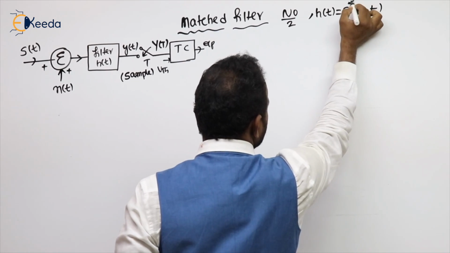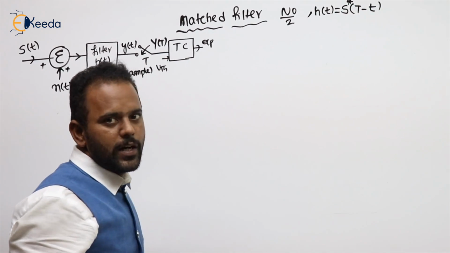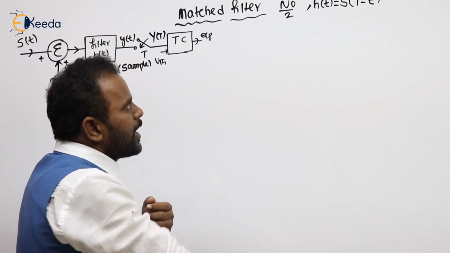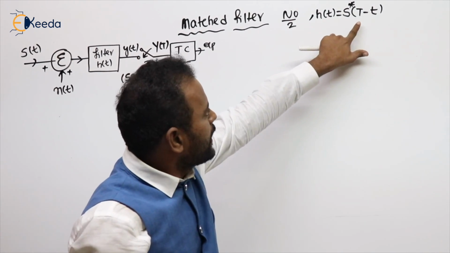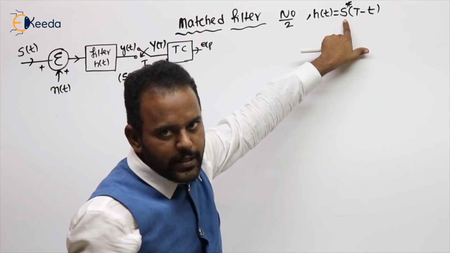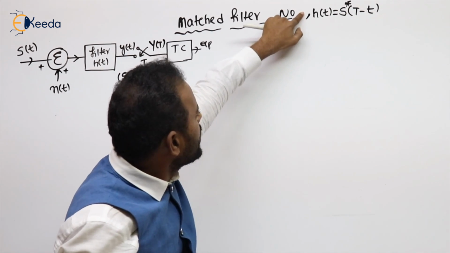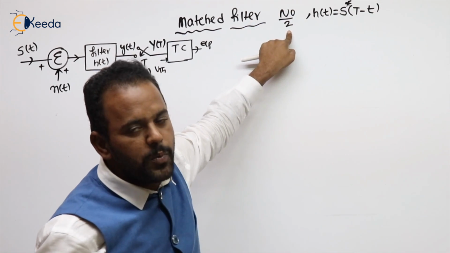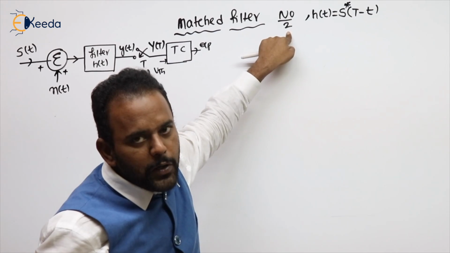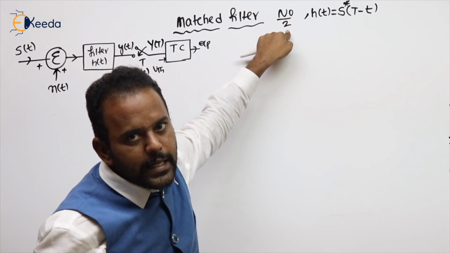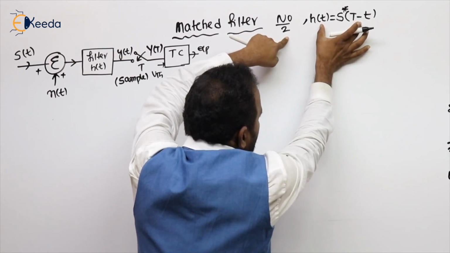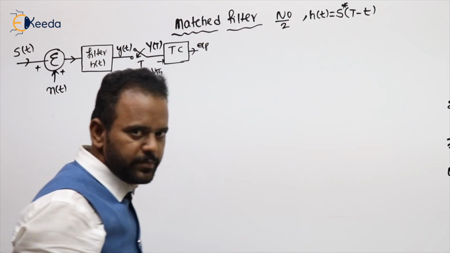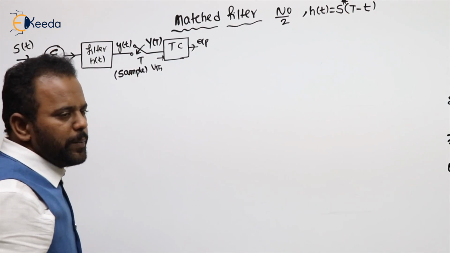Actually it is a conjugate. For real valued, conjugate also same. So that's why generally I will write h of t equal S of capital T minus small t, where capital T is the duration of S of t. And here noise power N, actually noise power is N0 B. But by using matched filter, it is becoming as N0 by 2 only, whenever you provide impulse response of a matched filter like that. That we are going to derive.